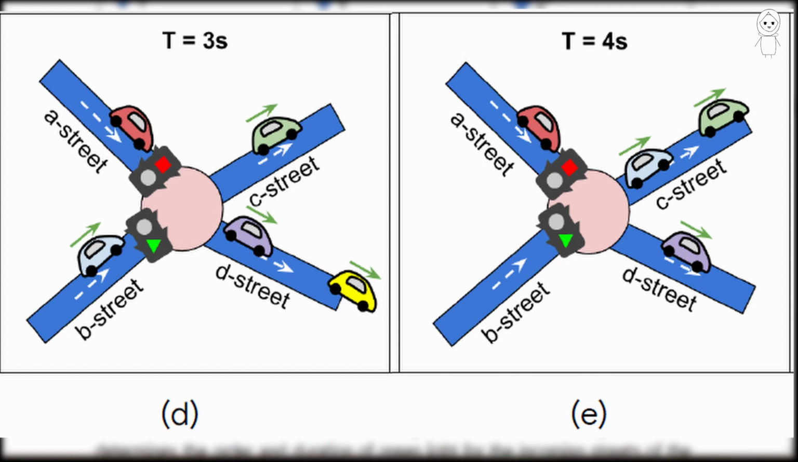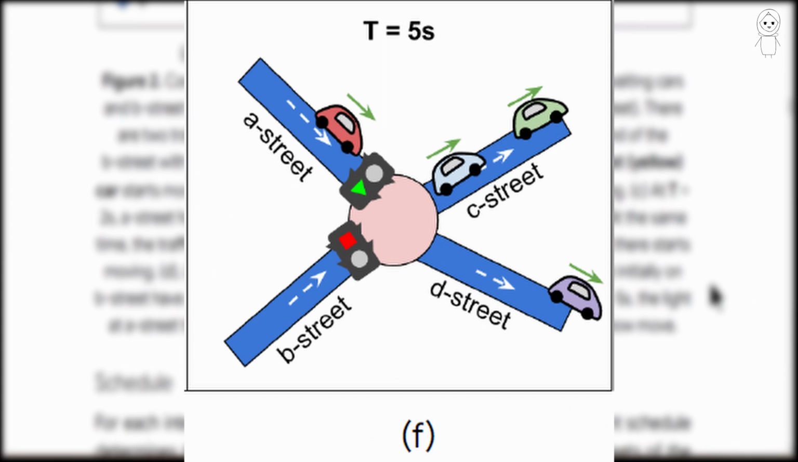Picture D and E. At T equals 3 seconds and 4 seconds, the 2 purple and blue cars that were initially on B street have already passed the traffic light and continued their path. Picture F. At T equals 5 seconds, the light at A street turns back to green and the red car that was waiting there can now move.